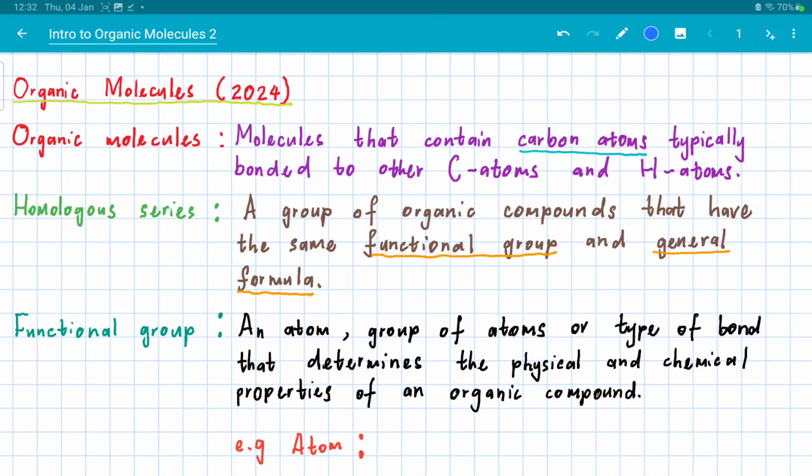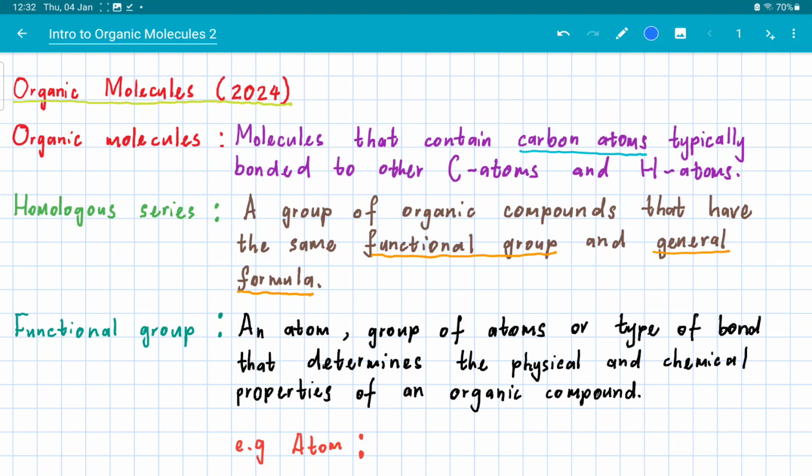Afternoon, grade 12. So yesterday we were covering terminology. Today we will cover terminology and also the naming of organic compounds. So what I'm going to do is recap on what we were talking about yesterday.